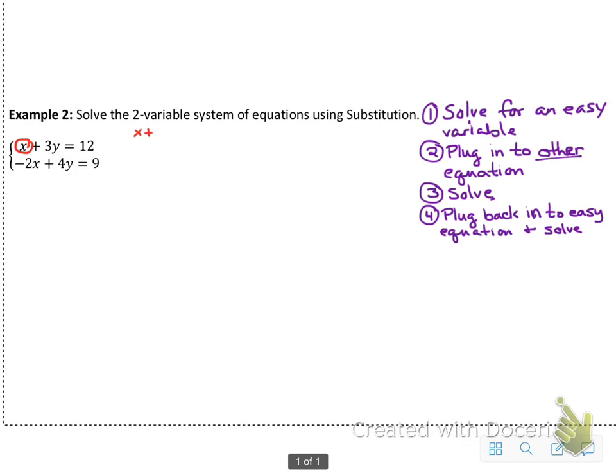We have x plus 3y equals 12. Now we're going to take this and we're going to solve for the easiest variable, which is the x. So we need to get rid of the 3y.